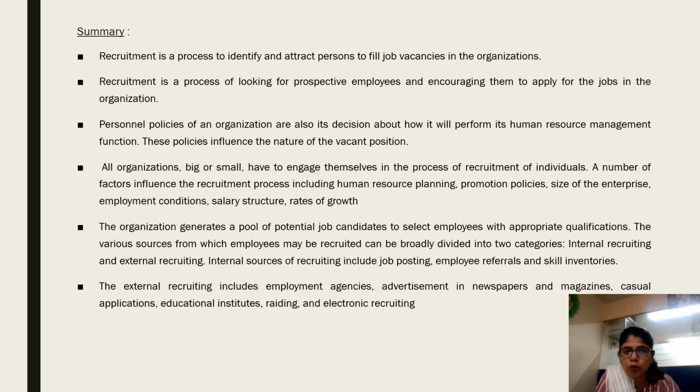And there can be both ways of recruiting, that is internal sources of recruitment from within the organization, as well as external sources of recruitment, that is from outside the organization. With this, I conclude the topic of recruitment.